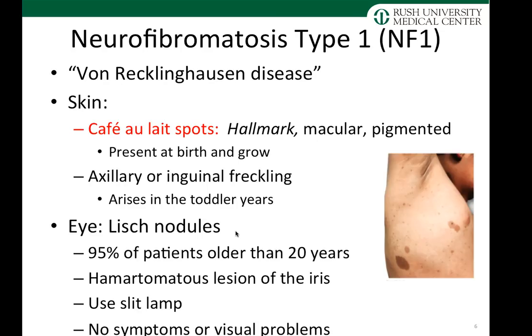There are characteristic eye findings in this disease, Lisch nodules, which essentially are hamartomas of the iris. These are very common in NF1 and occur in about 95% of patients who are older than 20. You can't typically see these with the naked eye, but you can see them on slit lamp. Even though they're present and common in patients with NF1, the patients will not have visual problems or symptoms related to this.